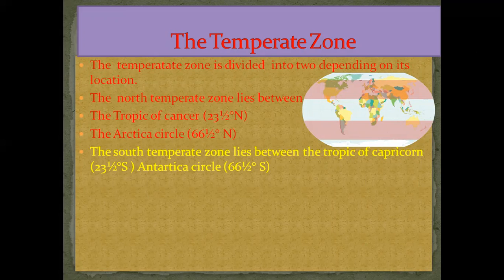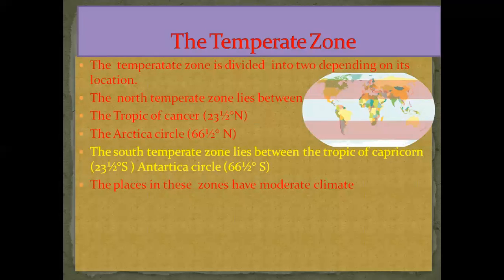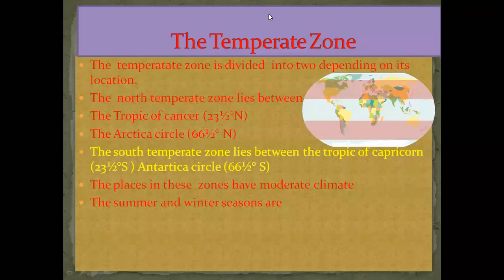Here is the Antarctic Circle, there the Arctic Circle. Here the Tropic of Cancer, and this lower part the Tropic of Capricorn. So there are two types: one is the northern temperate zone, another is the southern temperate zone. The places in this zone have a moderate climate. It is neither very hot nor very cool.